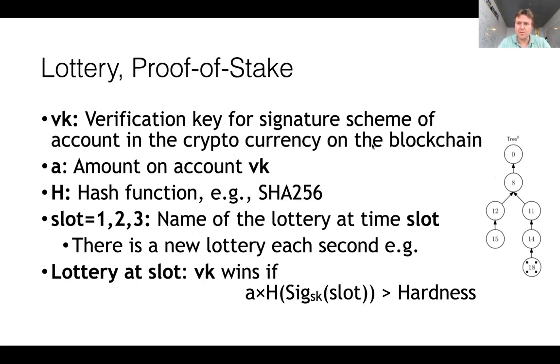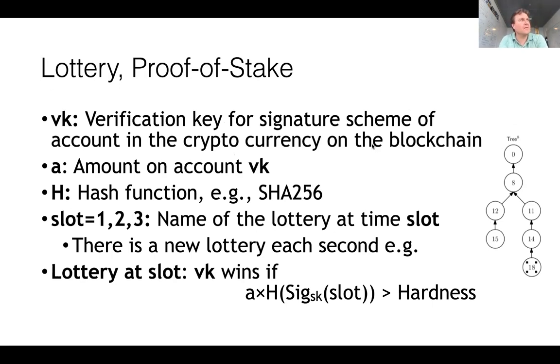The modern way to do the lottery is called proof of stake. So let me take you through that. Here we're shifting from the resource being computational power to the resource being money stored in the cryptocurrency that's running on top of the totally ordered broadcast channel.